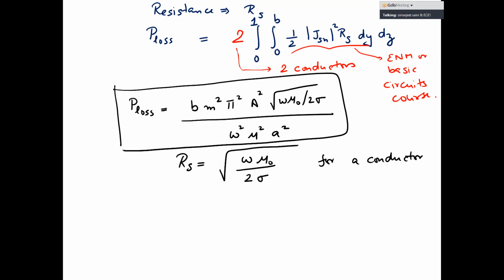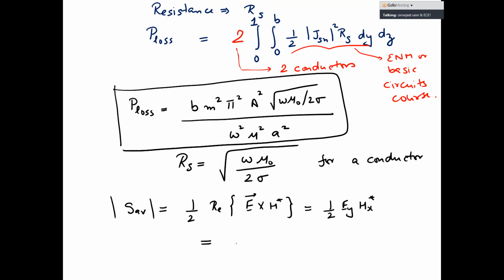Now I have to calculate how much average power my wave is carrying. The S average, we know, and all I'm interested in is the magnitude, is half of real of E cross H star, and this would basically be given, in terms of magnitude, as half of EY HX star. Substituting the terms we had gotten yesterday, this would be beta A square 2 omega mu sine square m pi by a y. So I'm just substituting the terms from yesterday.